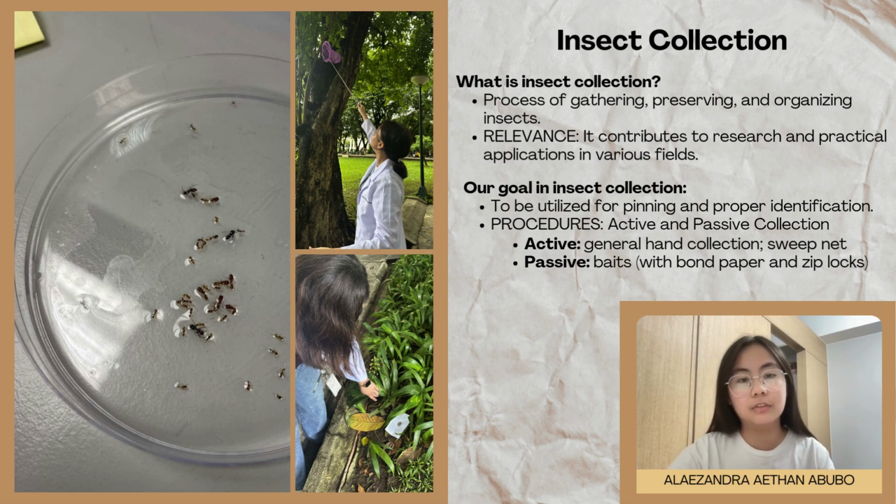applications in various fields. In our second laboratory exercise, the ultimate goal of the students was to collect insects to be utilized for pinning and proper identification. The procedures included an active collection, which was through general hand collection and with the use of a sweep net, and a passive collection, which was through the utilization of baits. In the end, both procedures succeeded because the students were able to collect insects.